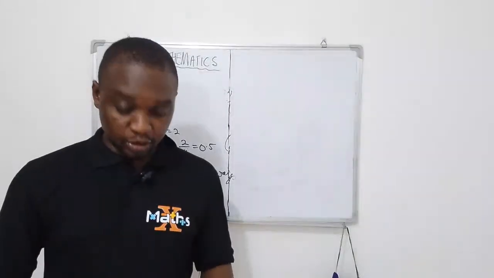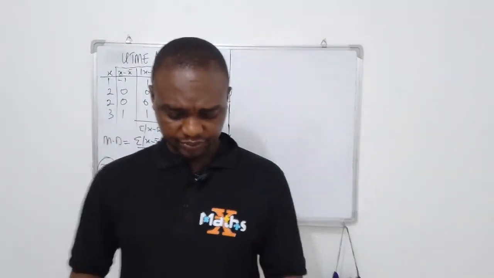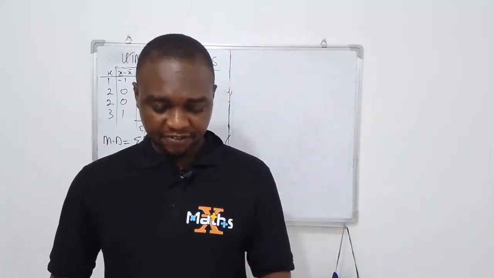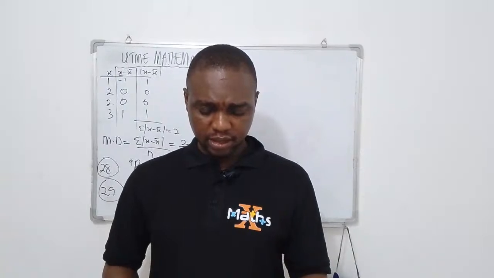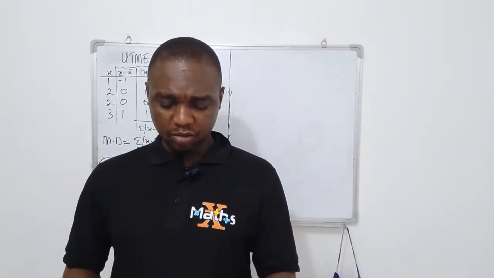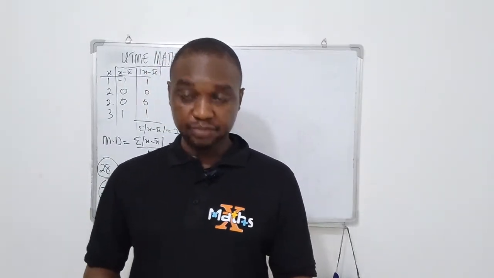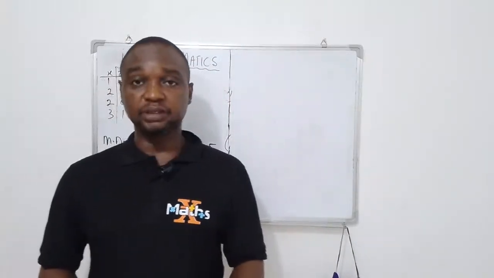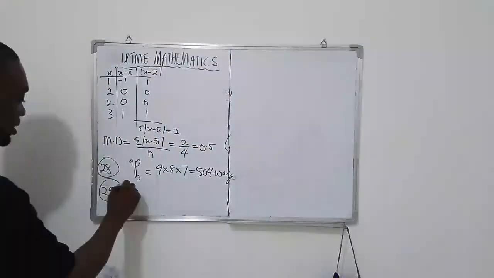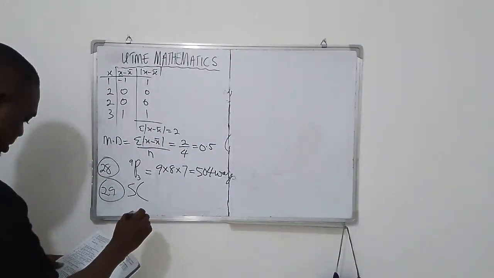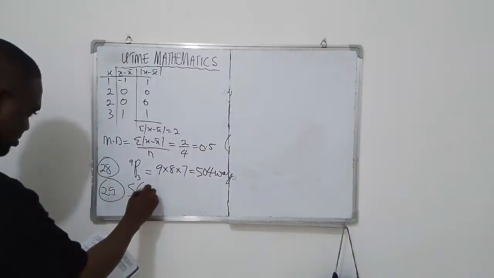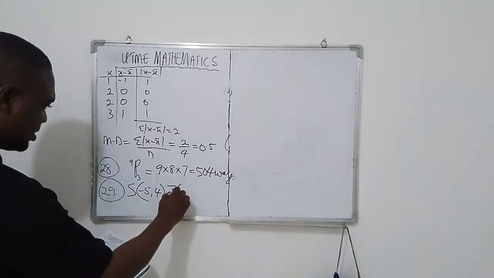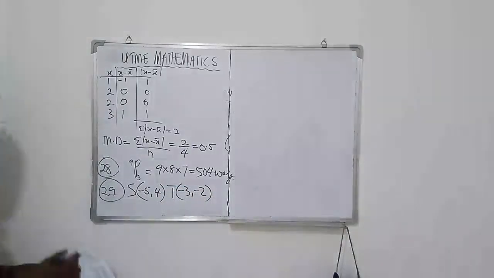All right. Number 29. Number 29. Find the midpoint of S having coordinates -5 and 4, and T having coordinates -3 and -2. So without much ado, S having coordinates -5, 4, and T having coordinates -3, -2.